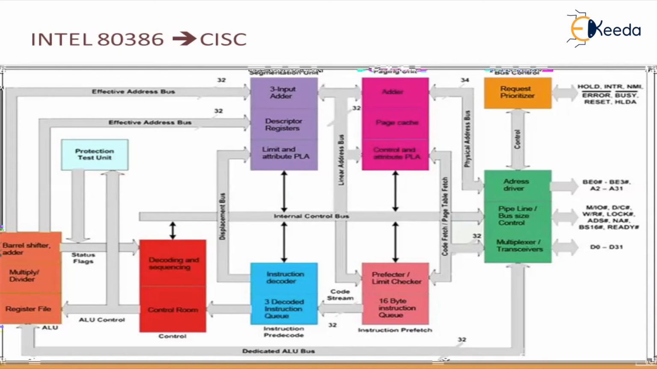It may be ALU which has been executed, ALU which needs to be executed, and it may have an ALU controller. And then you'll have the protection test unit. So decoding the sequence, and then you have the control room. All of these things are interconnected.